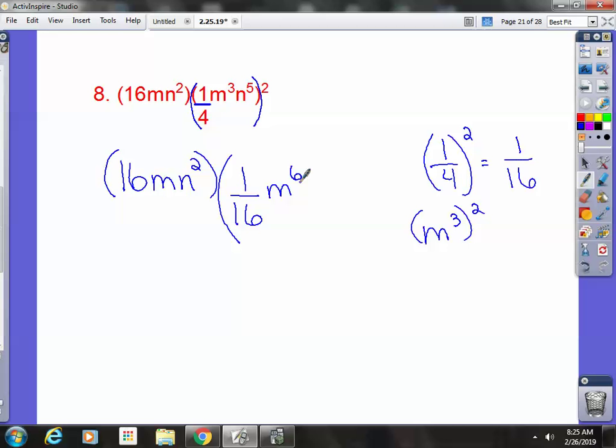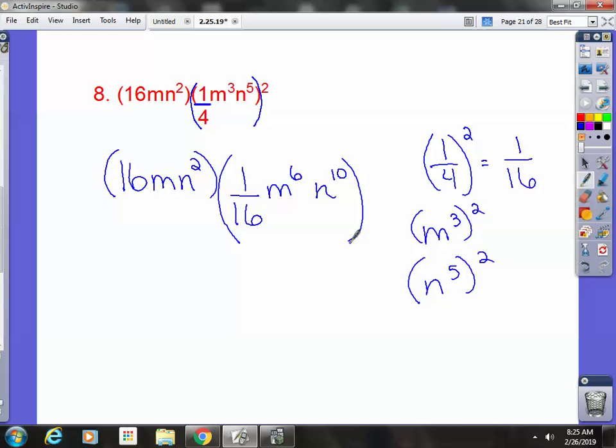N to the 5th squared is going to become n to the 10th. Took care of my outside exponent. I squared everything in parentheses. Now, let's just multiply.